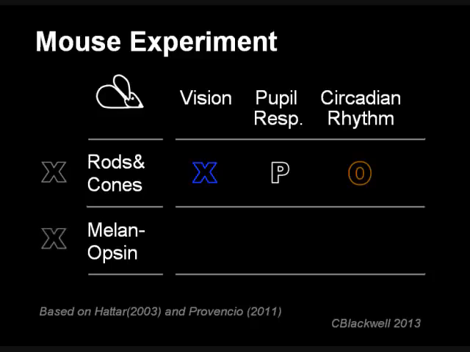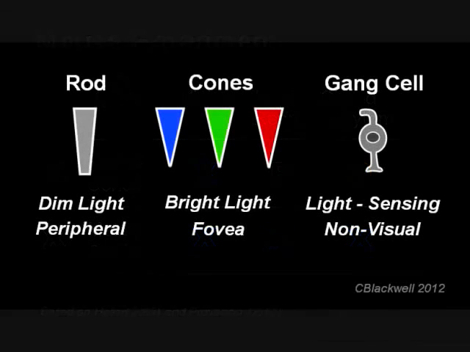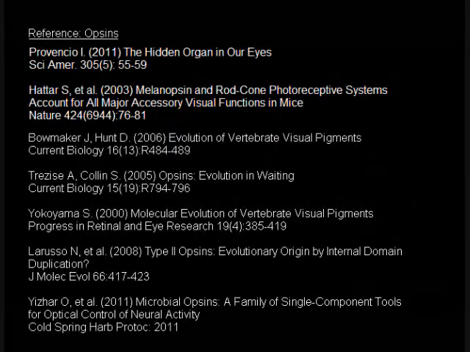Then they looked at another line of mice that lacked rods and cones and lacked melanopsin. In these mice, all pupil response was lost, along with the ability to set their circadian clocks. All these same features can be found in humans and may have application for intervening in our adaptation to light and dark cycles. What an interesting story Melanopsin has uncovered for us. You can read more about Melanopsin in the references.